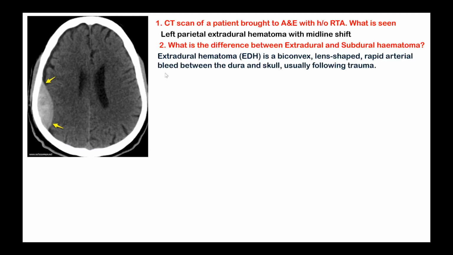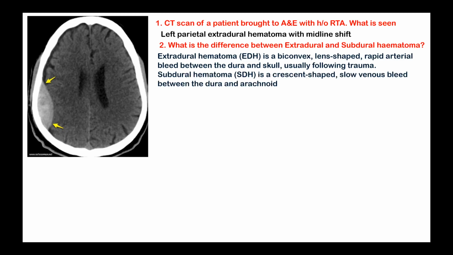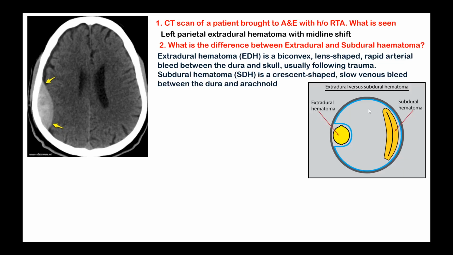So EDH is a biconvex, lens-shaped collection of fluid between the dura and the skull, usually following trauma. And what will be the shape of SDH, subdural hematoma? Crescent shape. It is a crescent shape, a slow venous bleed between the dura and the brain. So this picture will give you a good idea: this is extradural. The blue line is the dura, and this is subdural, where you have a crescent shape.